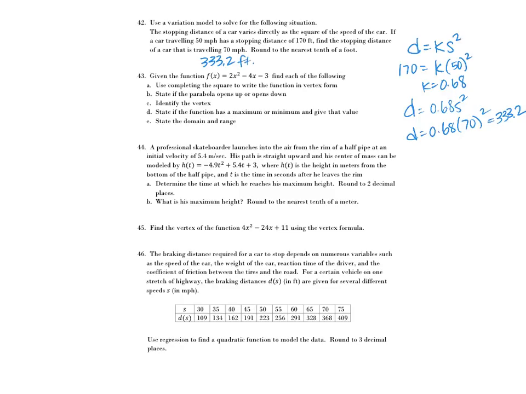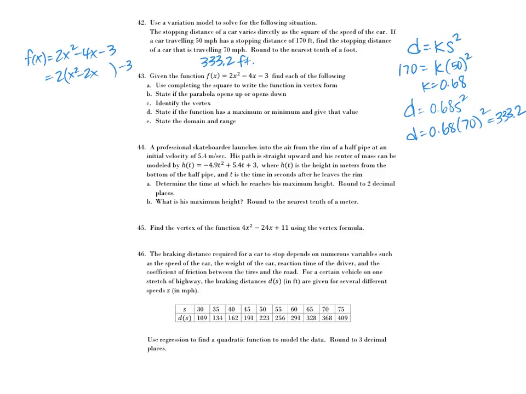Given a function, find each of the following. Use complete the square to write the function in vertex form. Okay, so if I take this f of x, so I have 2x squared minus 4x minus 3, the first thing I can notice is the first two terms have a factor of 2. So I'll have x squared minus 2x.